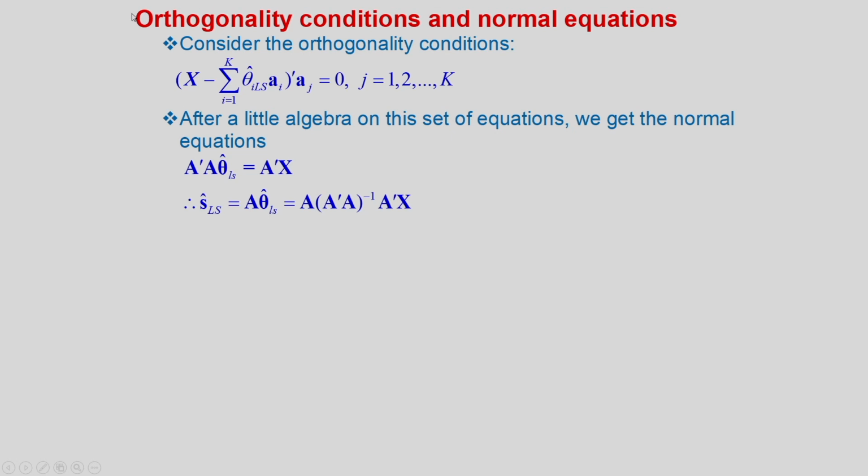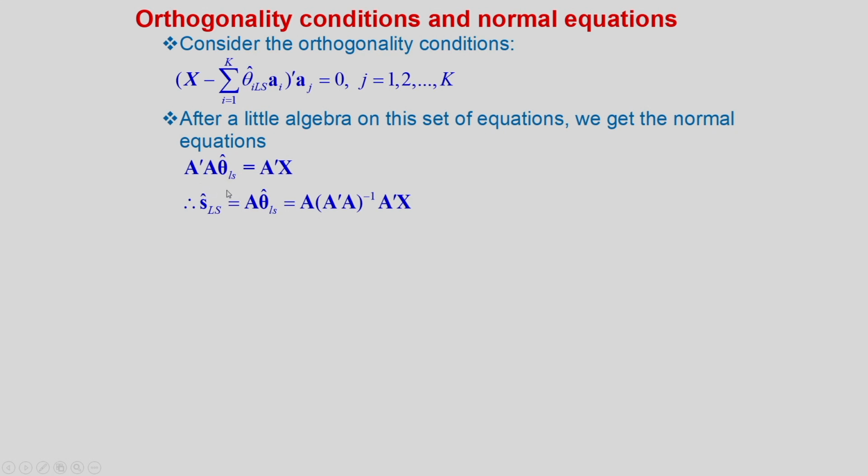Now, from the orthogonality conditions we can get the normal equations. So, this is my orthogonality condition equation. After a little algebra on this set of equations, we get the normal equations. Because this is true for j equal to 1, 2 up to k, all these equations can be represented in this normal equation given by A transpose A theta LS hat is equal to A transpose x.